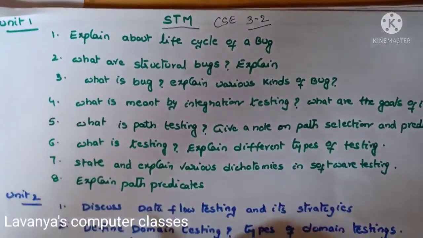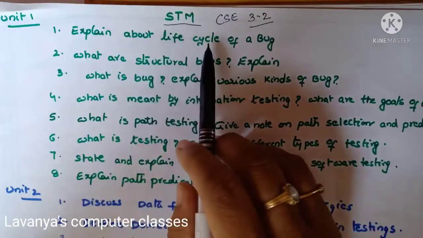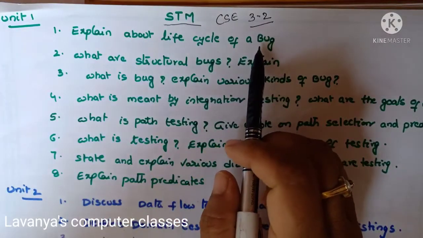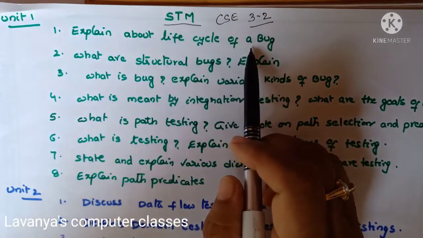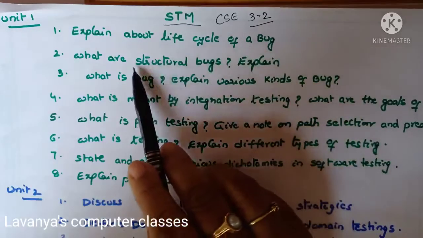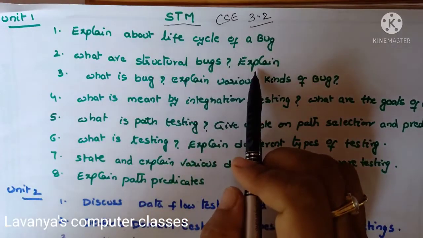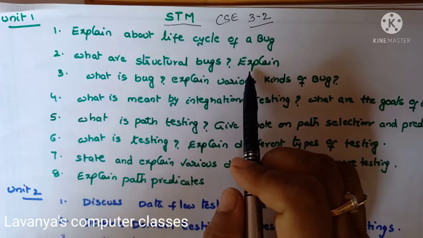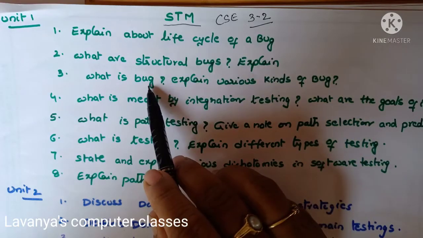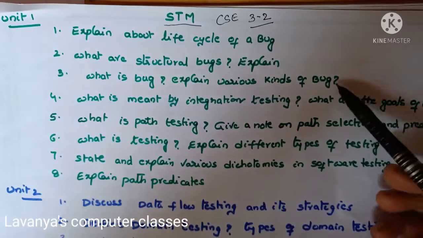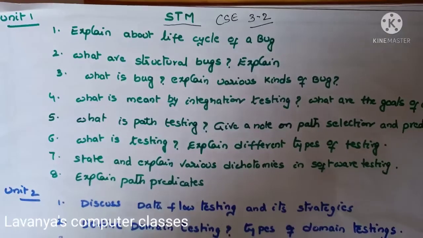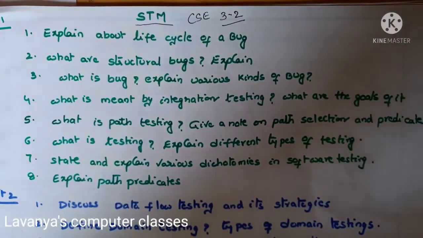So in this, what are the important questions? Explain about life cycle of a bug. What is a bug? What is the life cycle of a bug is an important question. And what are the structural bugs? Explain. This everything is coming in unit 1. Next, similarly, explain what is a bug. Explain various kinds of bugs. What is a bug, various kinds of bugs, is an important question.